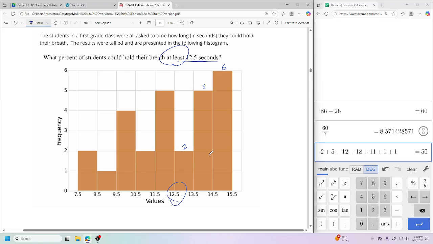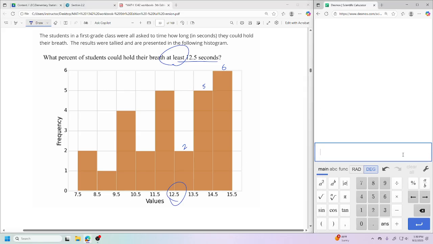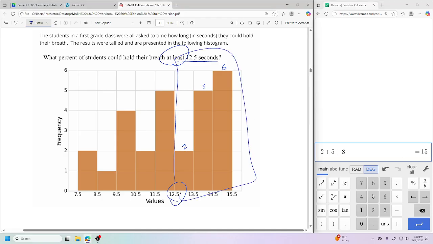If we add them all up, right? 2 plus 5 plus 6. We got... oops, sorry. We got 15 people in this group right here. So this is 15 total. Oh, is it 13?